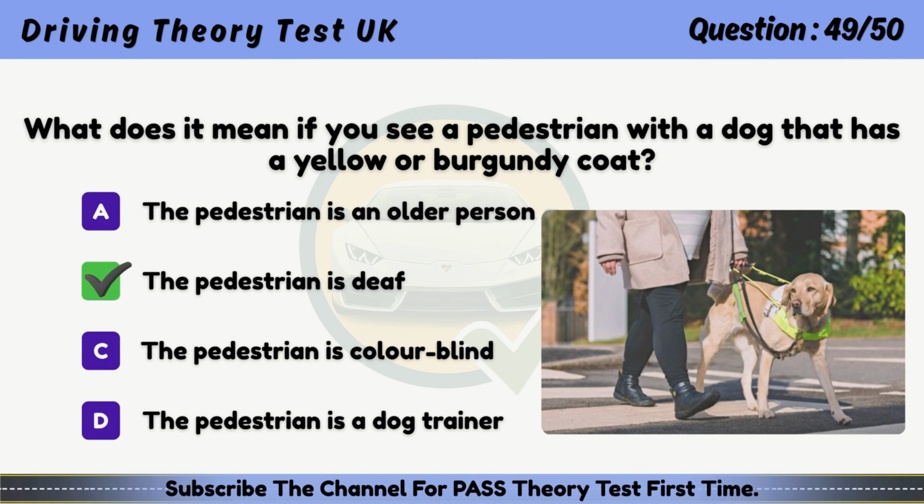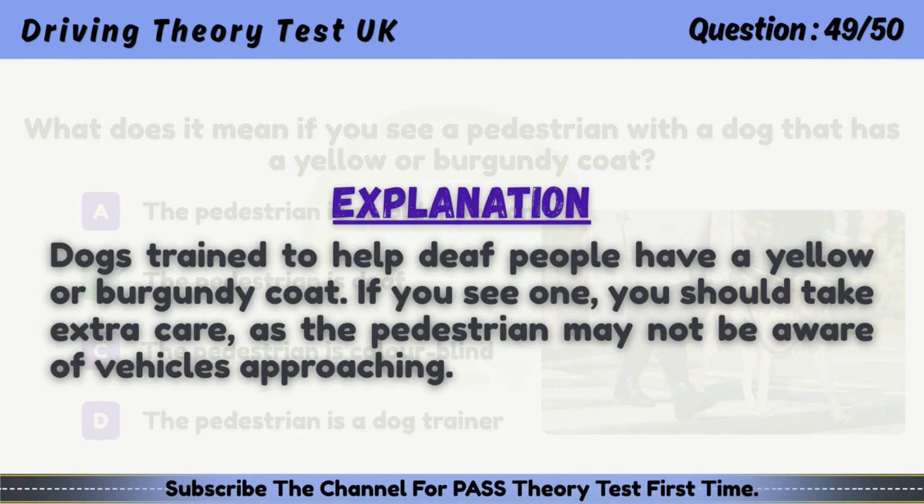Answer is B. The pedestrian is deaf. Dogs trained to help deaf people have a yellow or burgundy coat. If you see one, you should take extra care, as the pedestrian may not be aware of vehicles approaching.